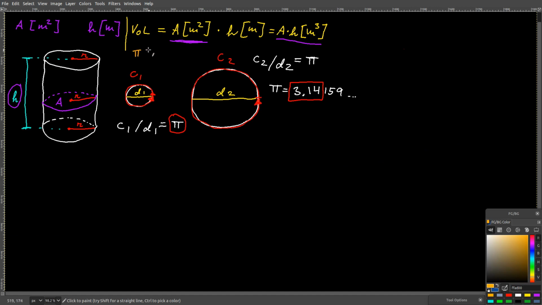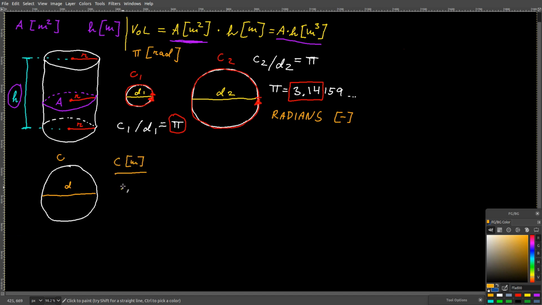Now the unit of pi is called the radians. The thing with radians is that it's in fact dimensionless. And this is why. If I take a random circle and I divide the circumference over D, the diameter, then since both of them are lengths, both of them are measured in meters, I will have C in meters over D in meters. And I will get pi meters over meters, which is pi radians, but the meters here, they cancel out. And therefore, radians is dimensionless.